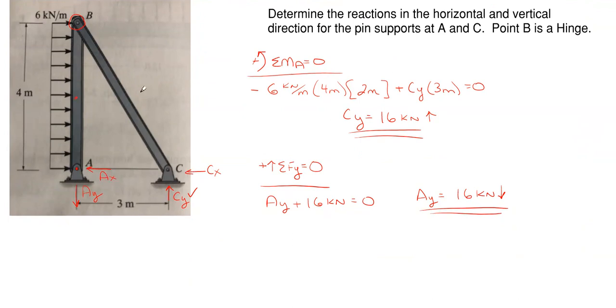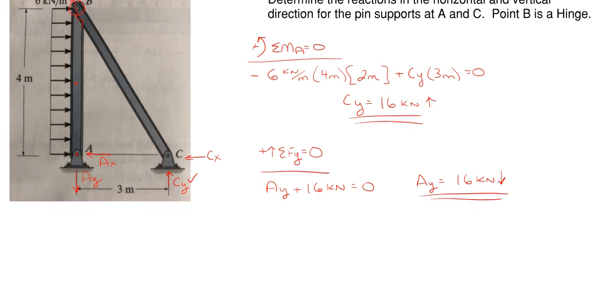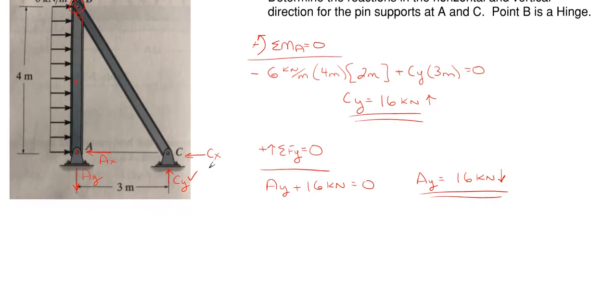So since I have a hinge at B, I'm going to break this into 2 portions. The first portion will be from A to B, and the second will be from B to C. Now, I only need one of these portions, because once I find one of these reactions, I can just sum forces in the X direction to get the other.